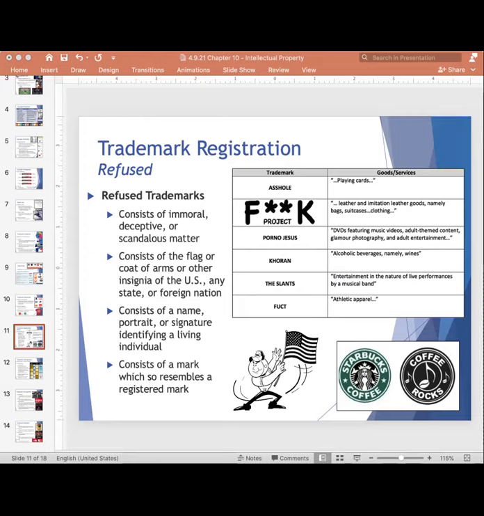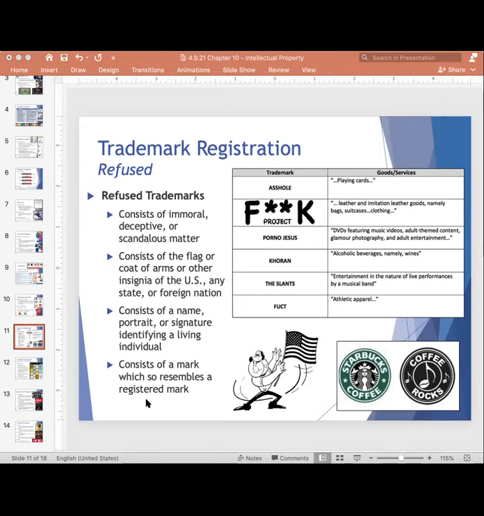And then lastly, a mark that consists of an already registered mark in the Patent and Trademark Office. That is essentially a trademark infringement, and you will be denied registration if that mark already exists. So it's good to do your due diligence, check out the Trademark Electronic Search System and figure out, is that mark already registered? The example we see on this screen is Coffee Rocks trying to trademark a graphic very similar to Starbucks coffee, which already has a trademark.